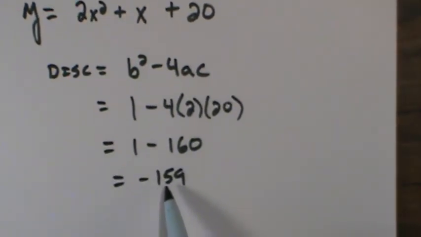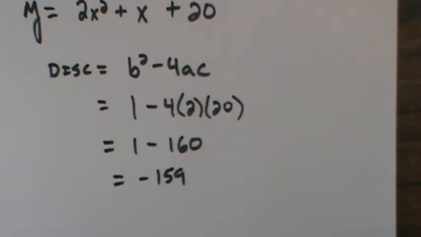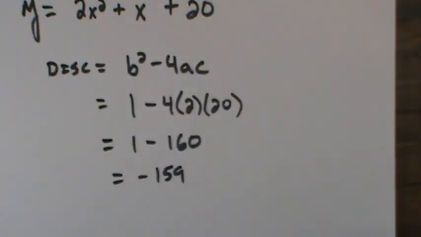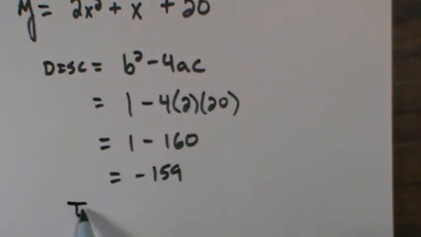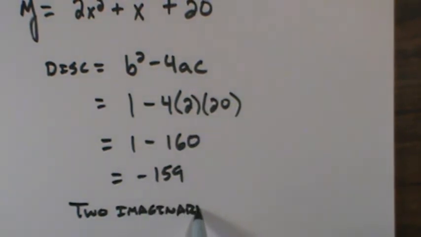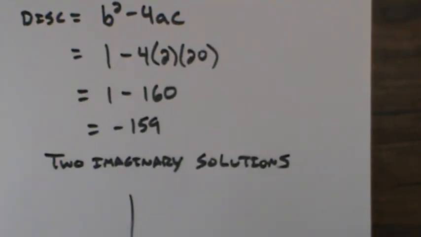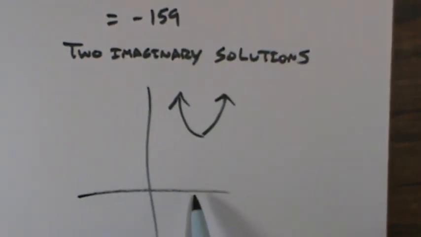What does it mean if your discriminant is negative? It means you have two imaginary solutions. Two imaginary solutions. Now it seems like this is a little bizarre. Why would we be doing this? This is simply saying you have a parabola that never touches the x-axis.